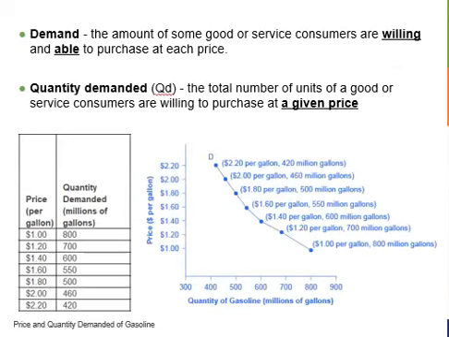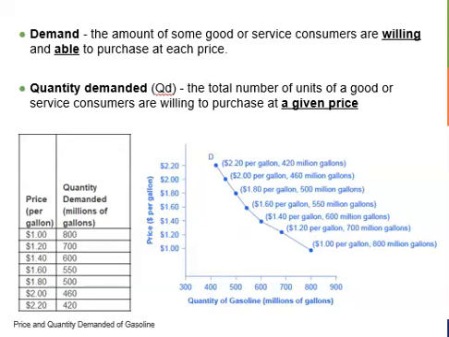Now, let's take a look at what is demand. Demand is the amount of some good or service consumers are willing and able to purchase at each price level. You see how I bolded the words willing and able? They emphasize that in economics, a demand for something is fundamentally based on needs or wants and the ability to pay. If you cannot pay for something, you have no effective demand in economics.